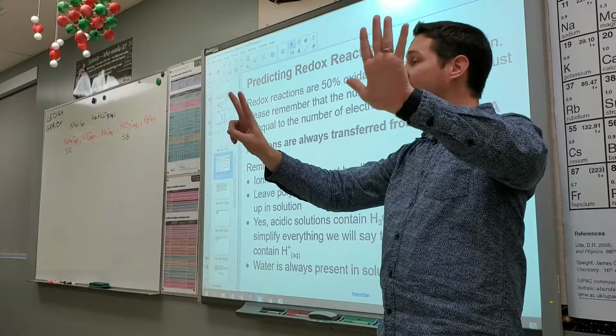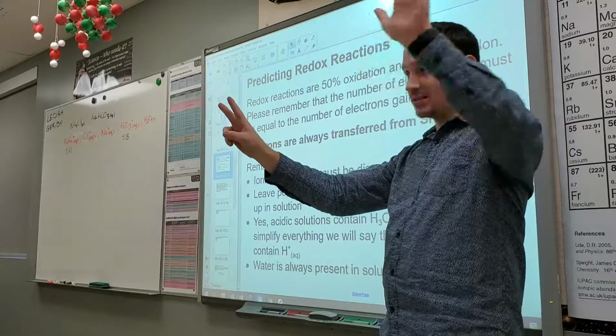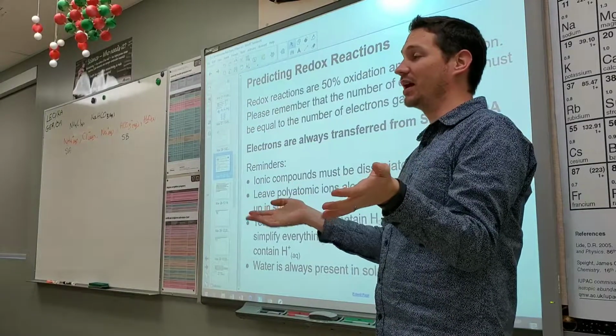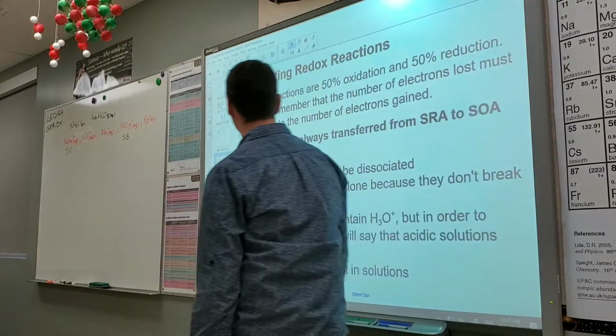So we have to change these, right? We have to multiply this thing by 5 and this thing by 2. What's that called? We're getting the lowest common multiple. So it's important for us to recognize that.